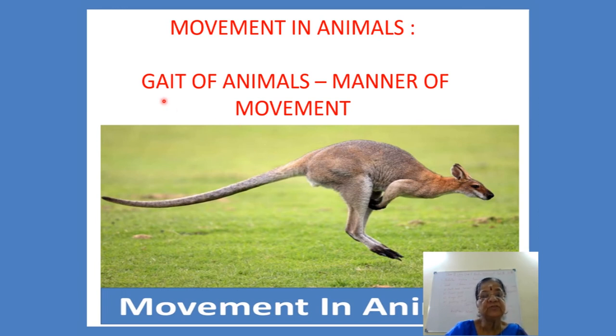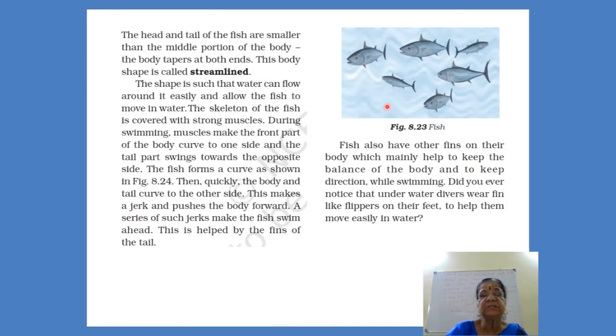That is given in our textbook as gait of animals. That is the manner of movement of animals. It has different movements. The first one is fish. Fish has a streamlined body. Fish swim through the water, right? So it has a streamlined body. What do we call streamlined? The head and tail of the fish are smaller than the middle portion of the body and the body tapers at both ends. This body shape is called streamlined.